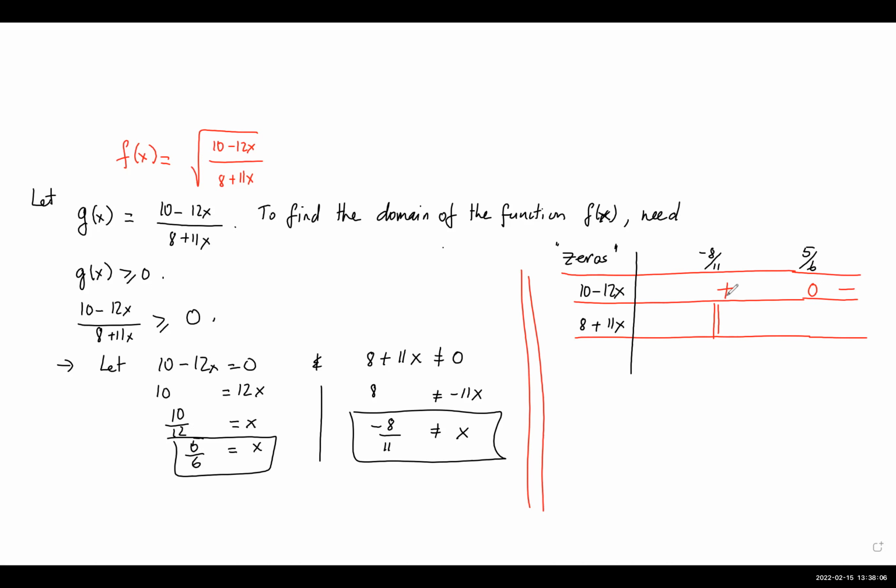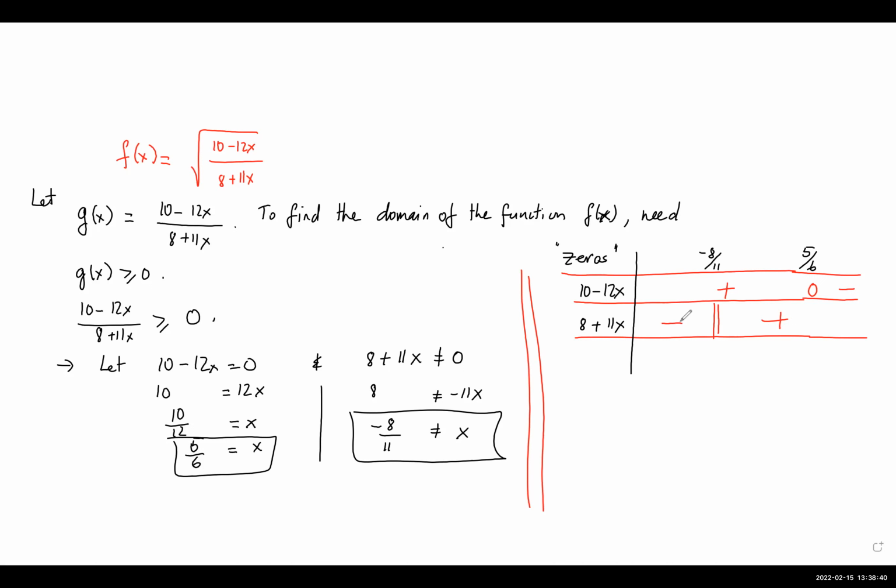For the bottom, if you plug in any number that's greater than negative 8 over 11, let's say 0, it will produce a positive. It will make the expression 8 plus 11x positive. And every number less than negative 8 over 11 will make that expression less than 0, which is negative.